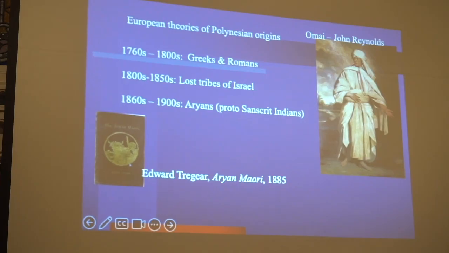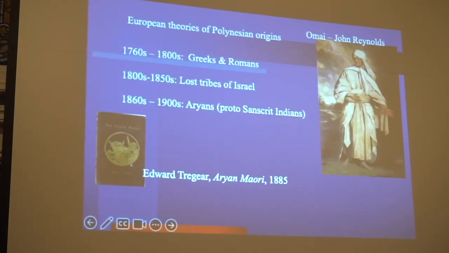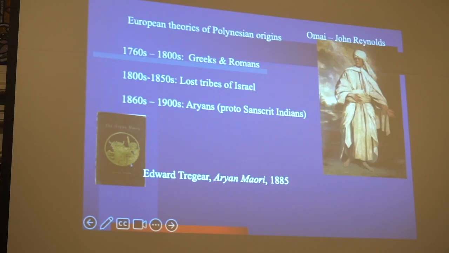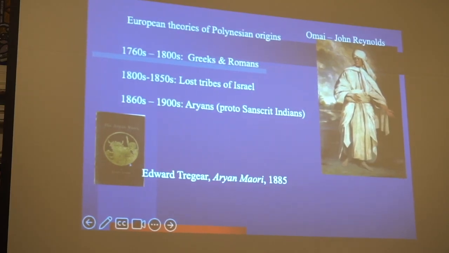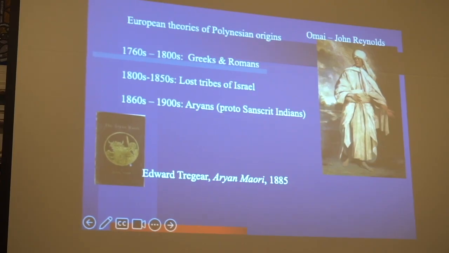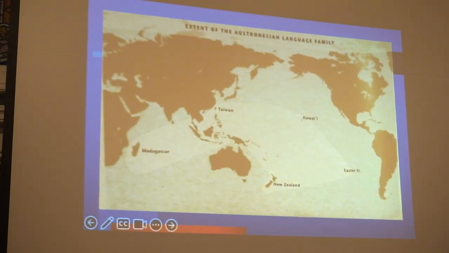And then there began to be a popular notion that these were Proto-Sanskrit speaking Indians, Aryans, and that was a popular idea that they came from India or East India, and that was popularized by an anthropologist named Edward Tregear in Aryan Maori, a speculative treatise he wrote in 1885. But they still didn't really have any good idea of where these folks came from.